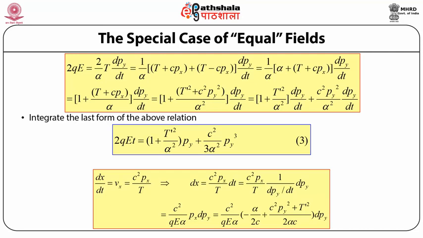equals c square divided by qe alpha bracket minus alpha by 2c plus c square py square plus t dash square divided by 2 alpha c into bracket close equals c square by qe alpha bracket minus alpha by 2c plus c square py square plus t dash square divided by 2 alpha c bracket close dpy.